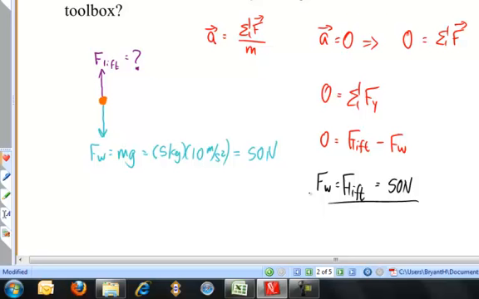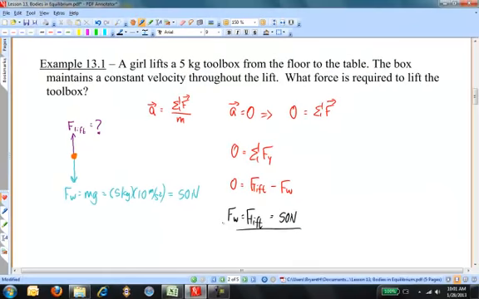How did the girl get the toolbox moving in the first place? Well, she had to exert a force more than 50 newtons to get it going. But once it was moving upward at a constant speed, she must continue to apply a force equal to the weight of 50 newtons to keep it moving upward at a constant speed. The lifting force is 50 newtons. Let's look at the next example.